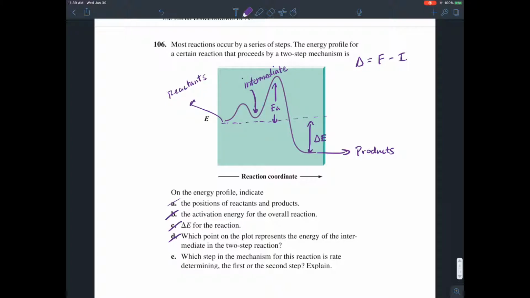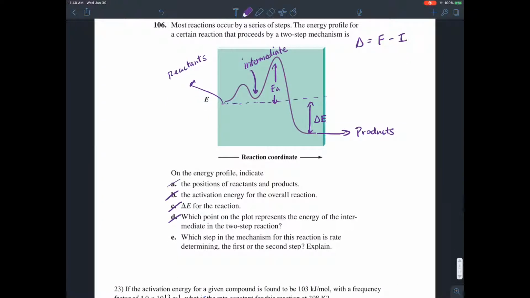From a kinetic standpoint, the slower step is the one that requires more energy. So as a result, the second step is the rate determining step, because it requires more energy.